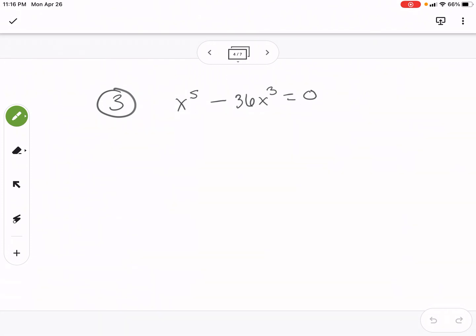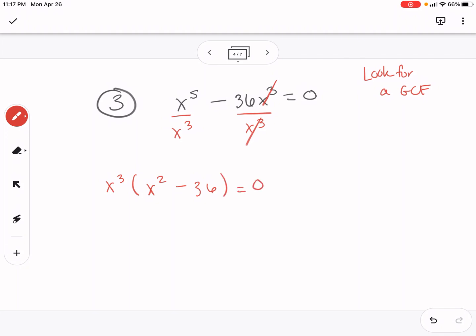This next one, I'm going to start again by looking for a GCF. So here I can factor out x cubed. X to the fifth divided by x cubed is x squared. And here the x cubes cancel because they're the same. Now I'm going to look at my parentheses here. It has x squared, so chances are it could be factorable. I notice it's a binomial. If it's a binomial, you look for a difference of squares.